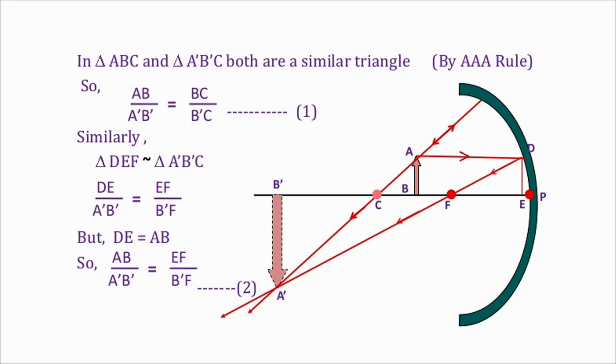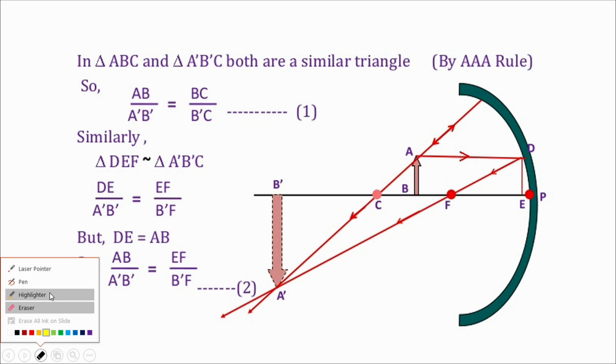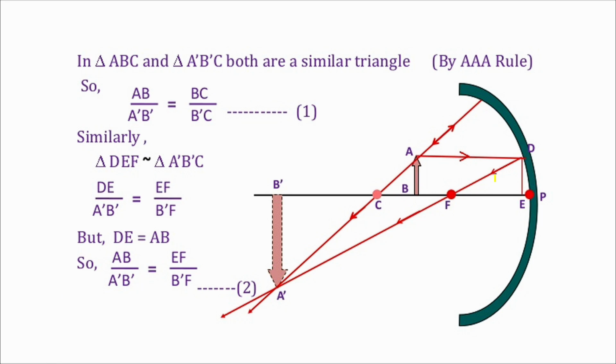Now let us consider the two triangles. What are the two triangles? One is DEF, this one, and A dash, B dash, C, this triangle. Let us consider these two triangles. Here it is DE divided by A dash, B dash, EF divided by B dash, F.